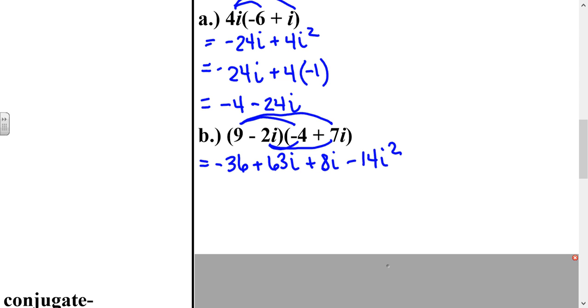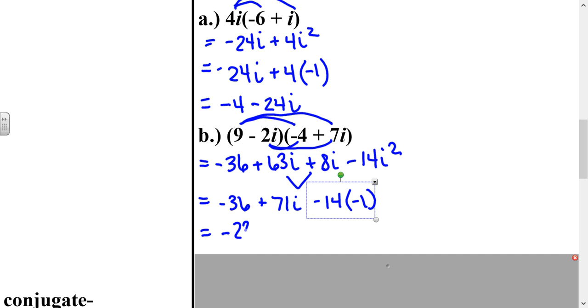So if we combine like terms in the center, we'll get negative 36, and then 63 plus 8 would be positive 71i. And then we also remember that i squared is equal to negative 1. So negative 14 times negative 1 would be positive 14. And then I can combine that with the negative 36. So negative 36 plus 14 would equal negative 22 plus 71i. And remember, you want to keep this in standard form, so the imaginary part has to come second.